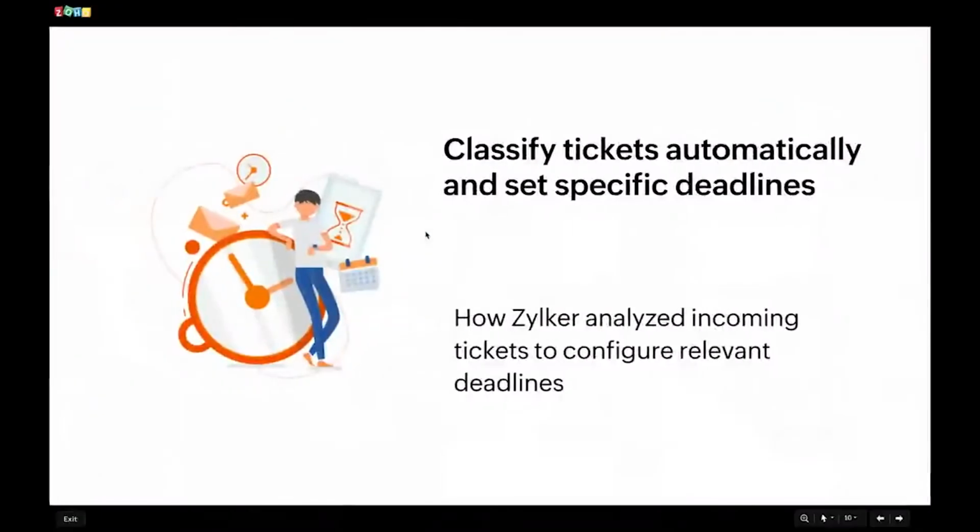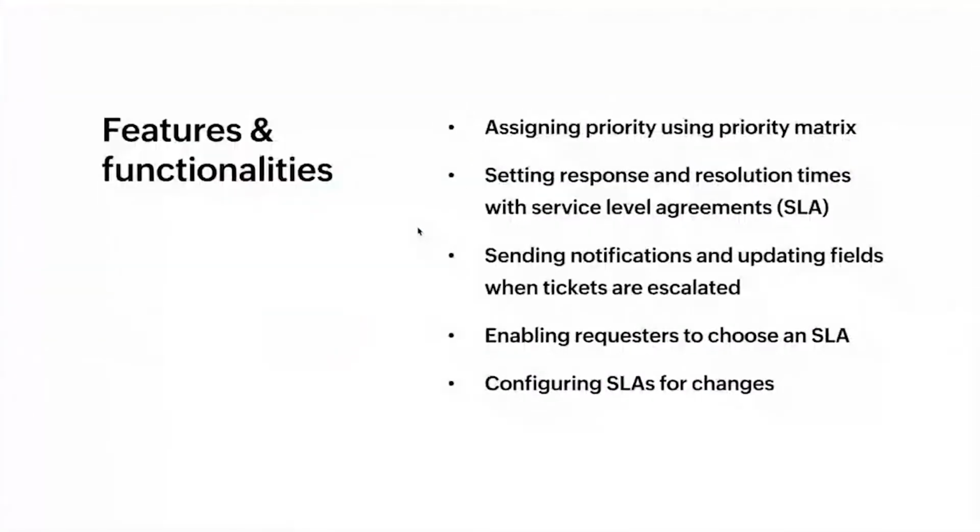Now let me go back into the presentation. So we just saw how you can assign priority using priority matrix, how you can set up SLAs for incidents and service requests, and how you can configure actions like reassigning a request to different groups, technicians, or updating the priority and level. We then saw how you can allow your end users to choose their own SLA and communicate with them what is their expected time of delivery. And finally, we saw how you can configure SLAs for change requests.